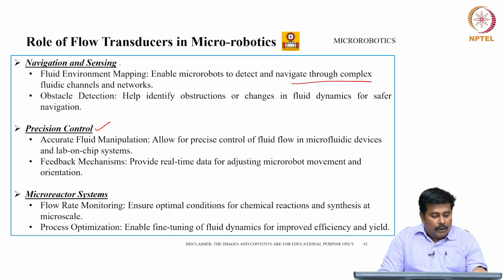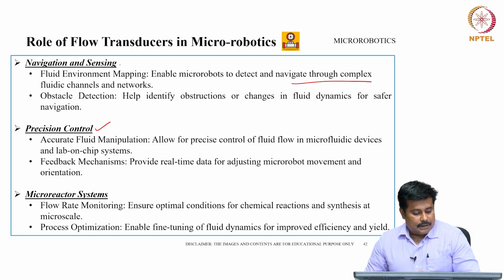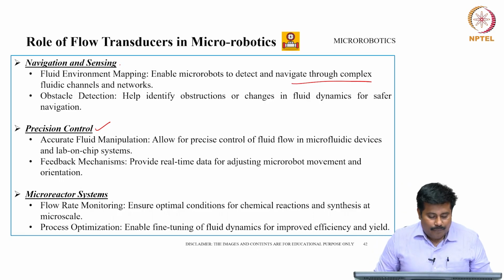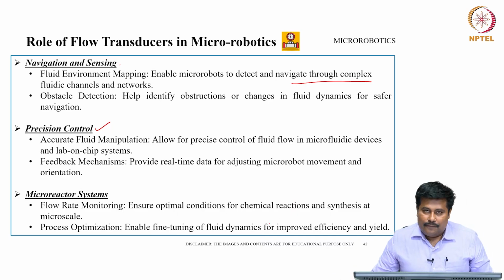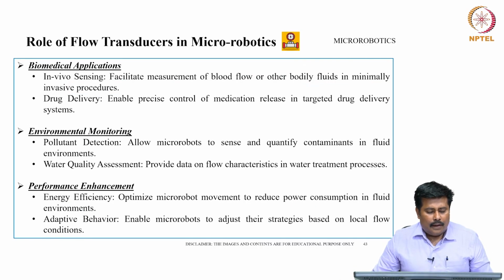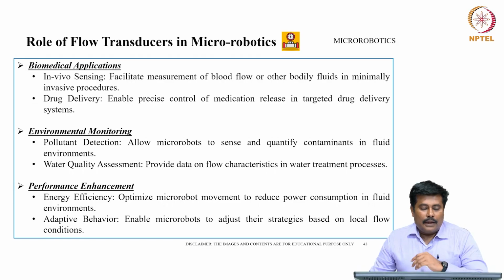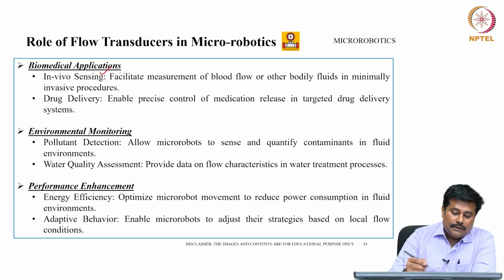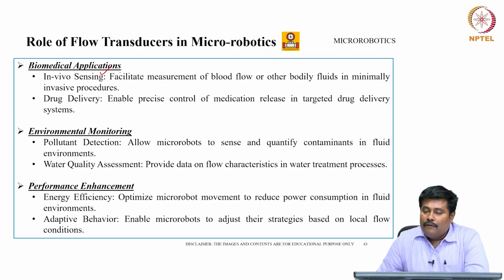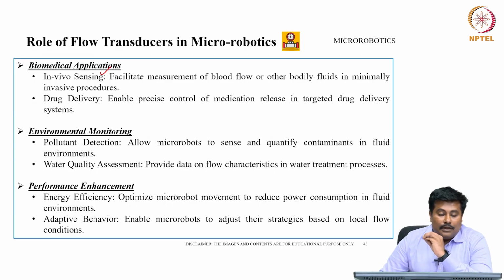From the micro reactor system point of view, flow rate monitoring ensures optimal conditions for chemical reaction and synthesis at a micro scale, and as far as process optimization is concerned, it enables fine tuning of fluid dynamics for improved efficiency and yield. Now, from the biomedical point of view, it is highly used for in vivo sensing. It facilitates the measurement of blood flow or other bodily fluid in minimally invasive procedures.